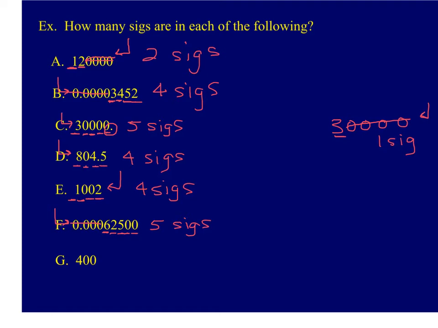On letter G, the decimal is absent, so we would start counting from the right side of the number. Start counting from the first non-zero, which wouldn't be until the 4, so that would be just one significant figure.